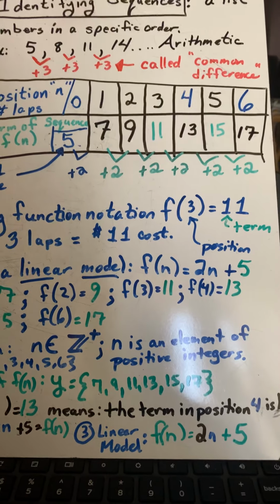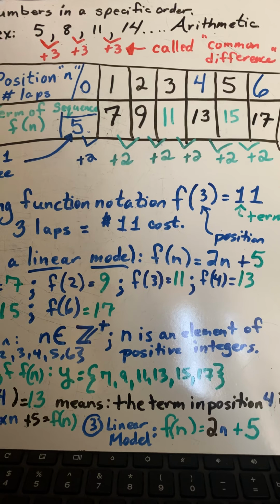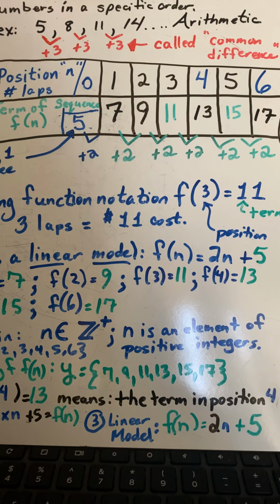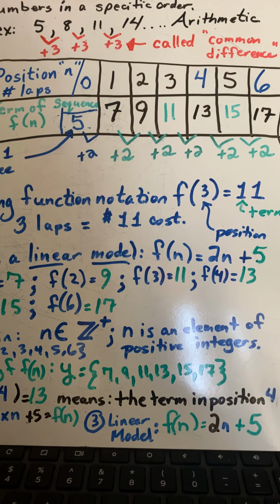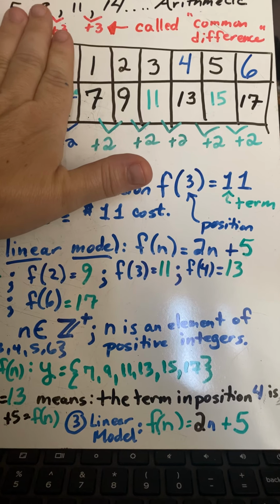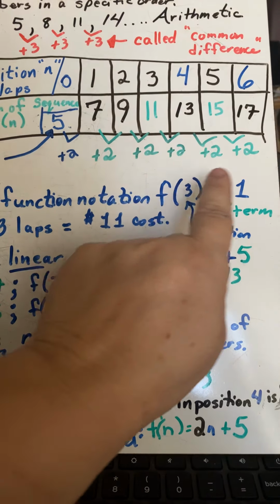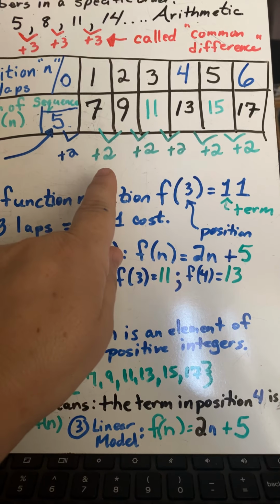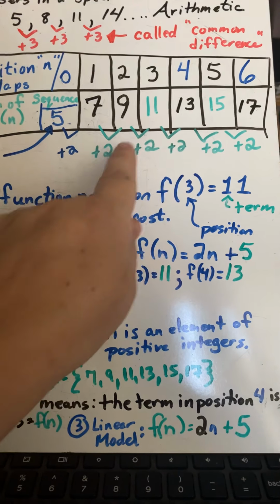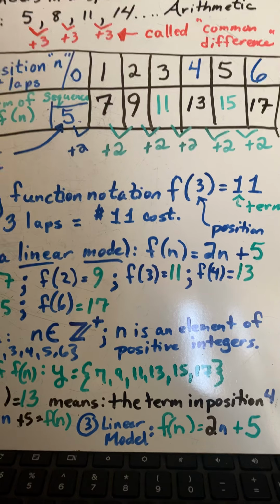So how do we take an arithmetic sequence and create a linear model? Because every arithmetic sequence can be made into a linear function. So what we need to do is we need to find the y-intercept. This common difference is your slope, pendiente in Espanol. So in Spanish, we call that the slope. In English, we say slope.